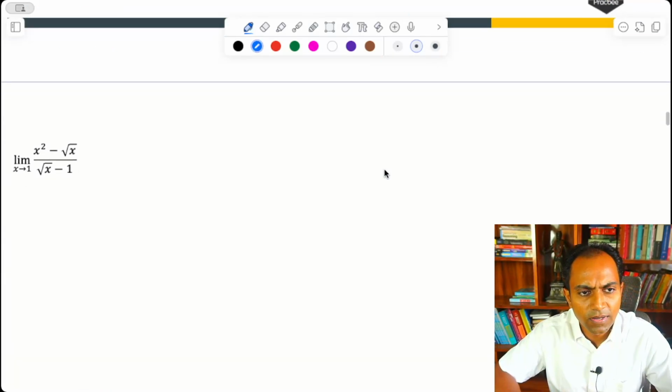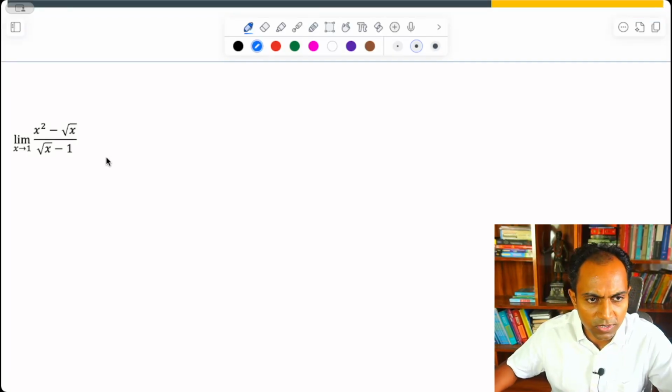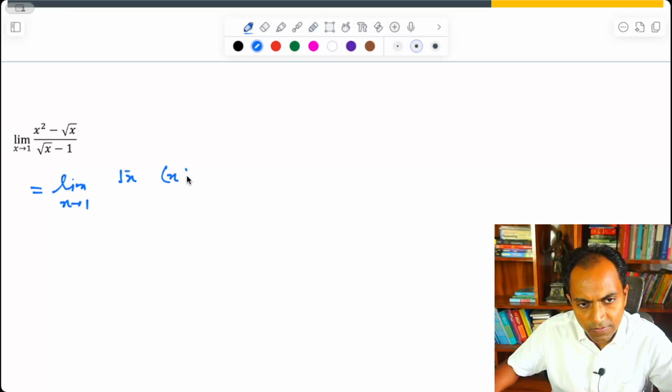Moving forward, we have another question, x square minus root x. Before that, we have checked this is 0 by 0 form. So what you can do here is, we can again take root x common. What we have is x raised to the power 3 by 2 minus 1, and here we have x raised to the power 1 by 2 minus 1.